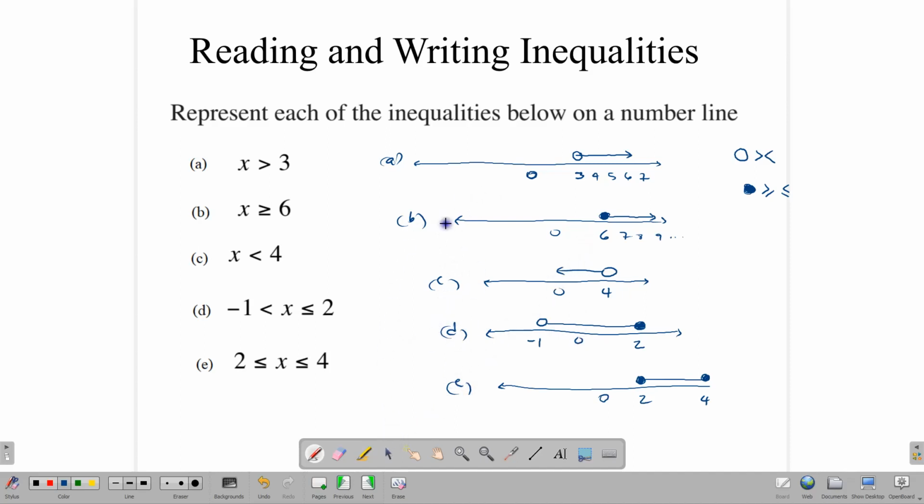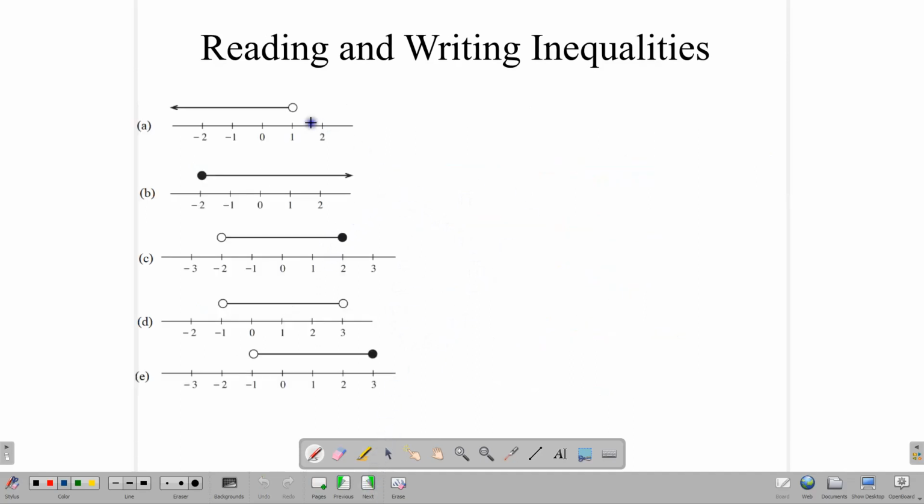We can do the opposite of this now. We can take a number line and reinterpret it as an inequality statement. So remember, the open circle refers to greater than or less than, and the shaded circle refers to greater than or equal to and less than or equal to.